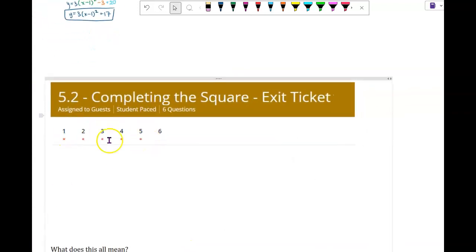All right, and so I would like you to now try out the exit ticket. There's a couple of questions here. 5 are mandatory, 6 is the extra challenge, to see if you understand it. And good luck.